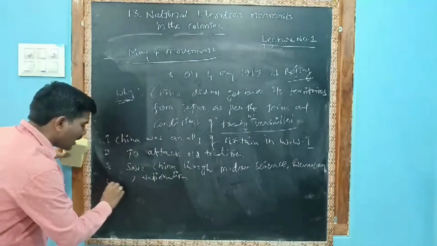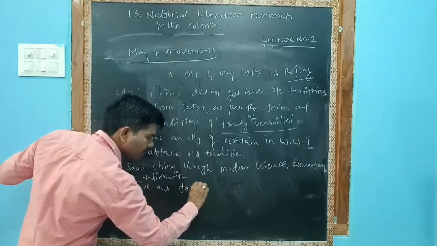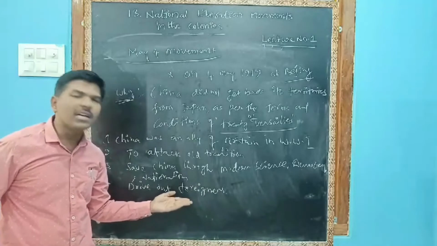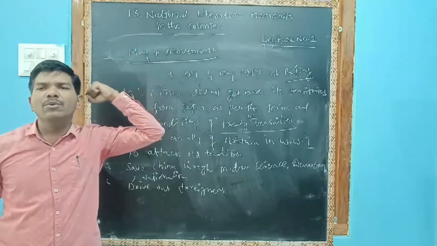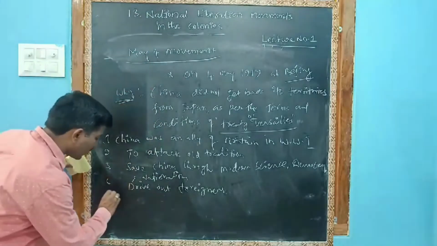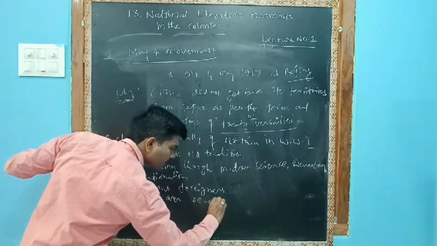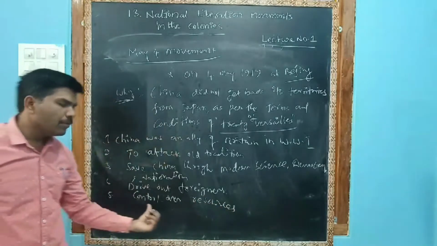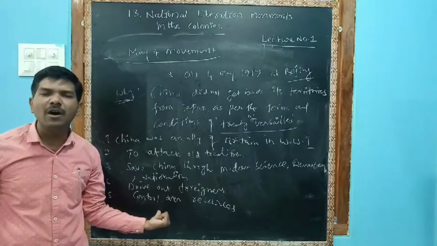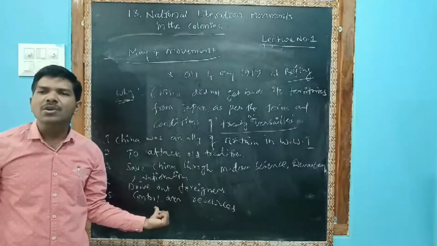And also they are demanding to drive out foreigners. As we know, China was under the control of many countries that were ruling. So they are demanding that we have to drive out all the foreigners. Next, they also demand control over resources. Before that, the resources were under the control of the British, or those countries ruling China, which were controlling the resources.